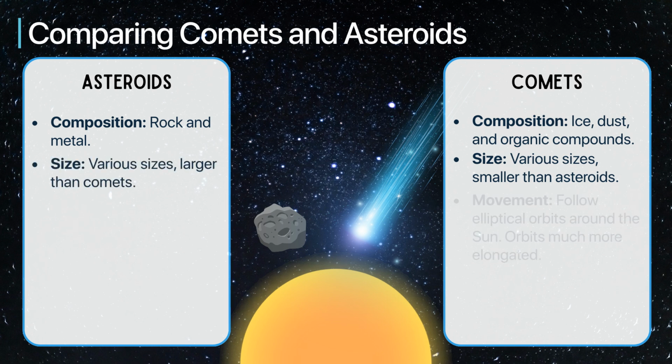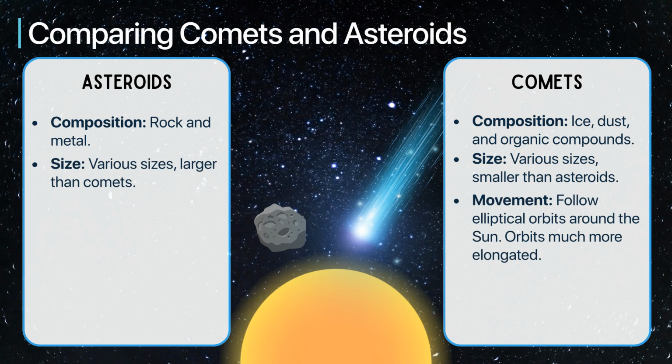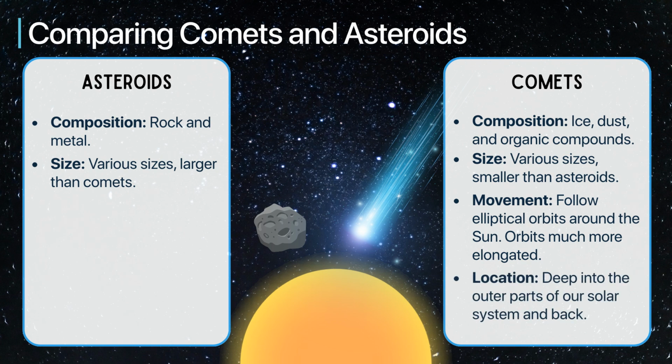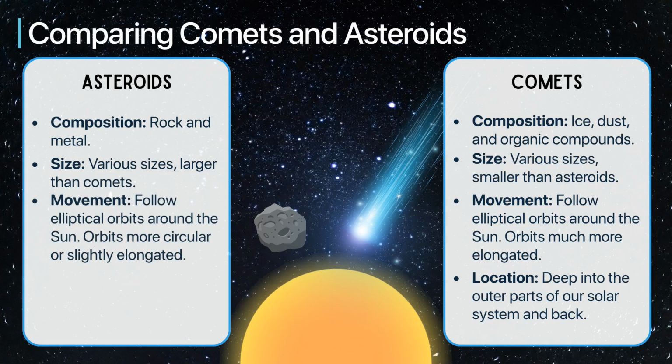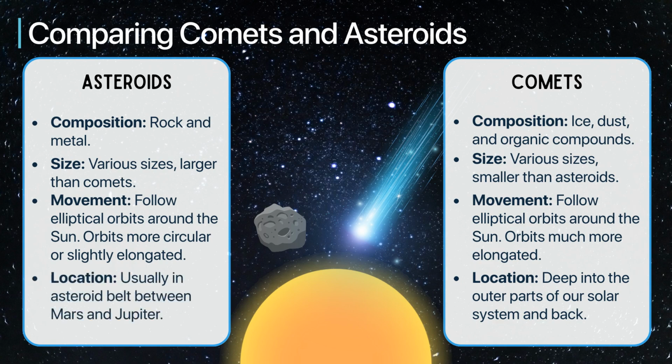In terms of their movement, comets follow elliptical orbits around the sun, similar to asteroids. However, the orbits of comets are usually much more stretched out or elongated. This often takes them on journeys far beyond the orbit of Neptune, deep into the outer parts of our solar system and back. Asteroids, however, tend to have more circular or slightly elliptical orbits, and are usually found in regions like the asteroid belt between Mars and Jupiter.